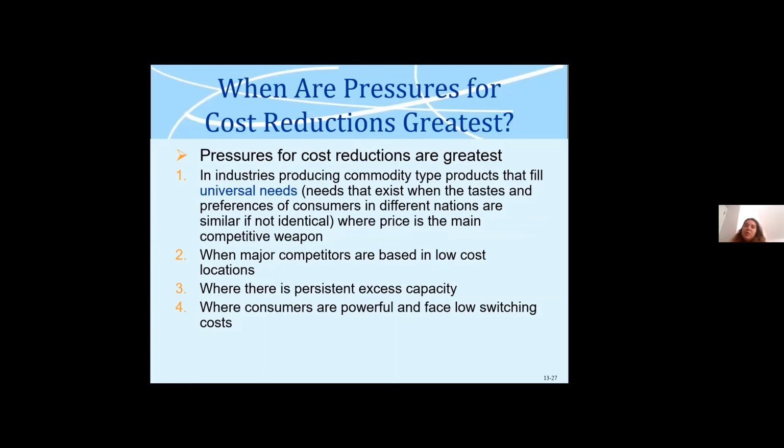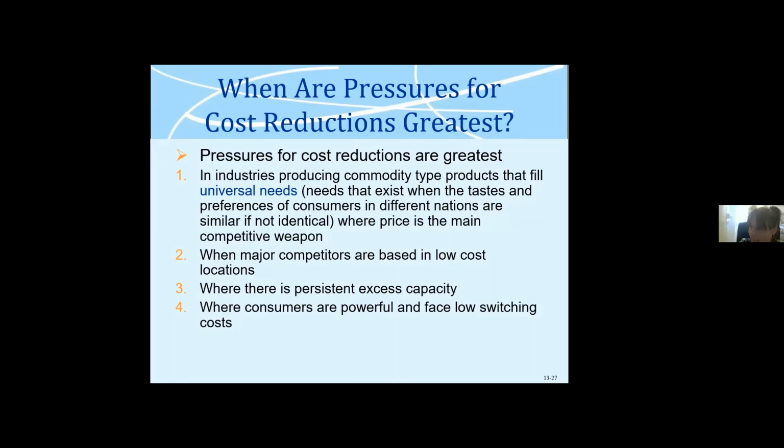So this is the case for conventional commodity products such as, for example, petroleum, steel, sugar, and so on. It also tends to be the case for many industrial and consumer products, for example, semiconductor chips, personal computers, liquid crystal display screens, and so on.